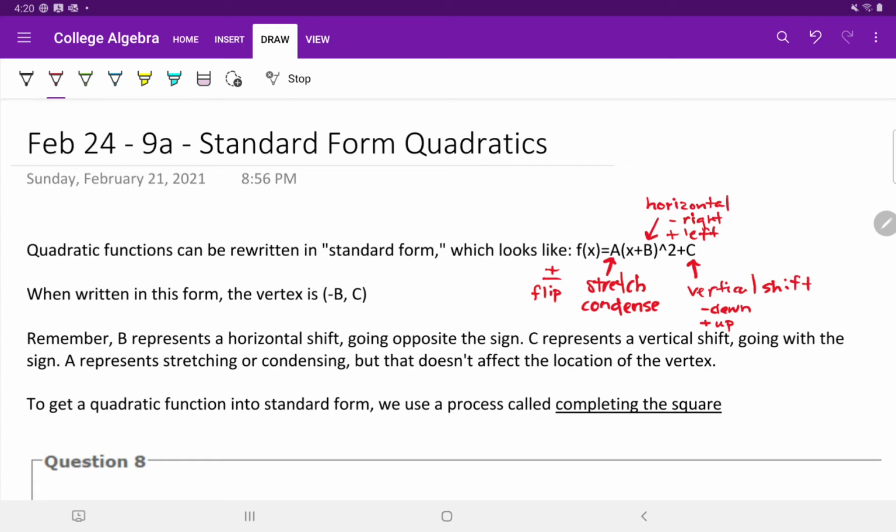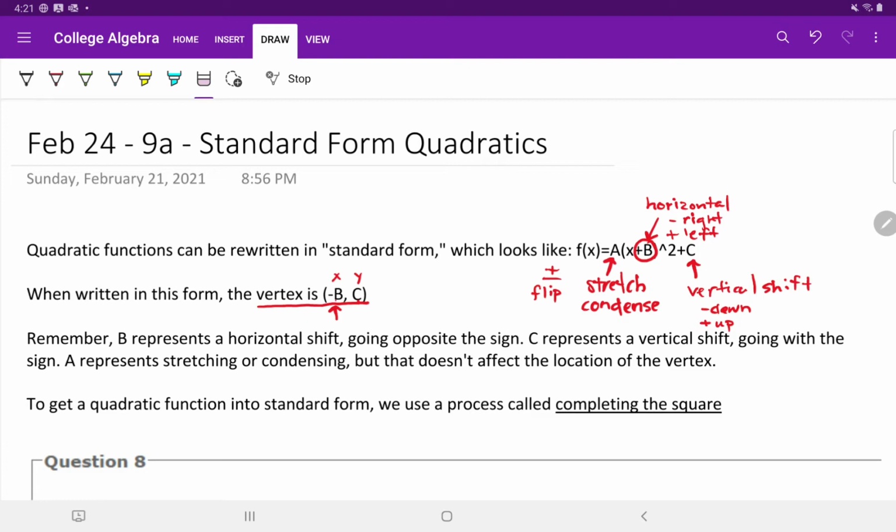So because of the two shifts, the horizontal shift and the vertical shift, this standard form actually gives us a shortcut to the vertex. The vertex is going to be located at the x value and the y value of negative b, comma, c. Now it's negative b because our b inside the parentheses is going to be the opposite sign of what we'd expect, whereas the c outside of the parentheses is going to be exactly what we would expect. So we have to flip the sign for b, but we don't flip the sign for c. And this is a little shortcut that will help us easily find the vertex when we have standard form.